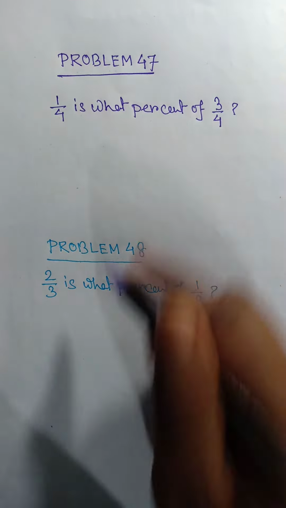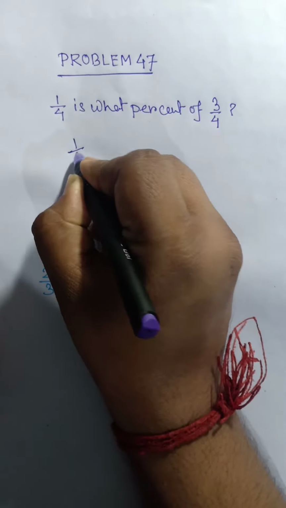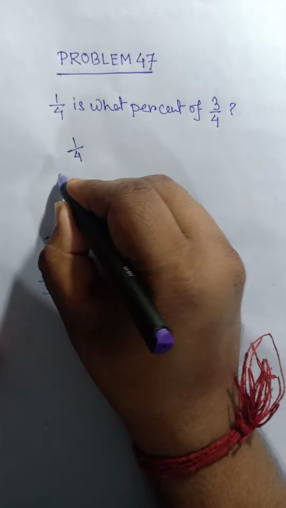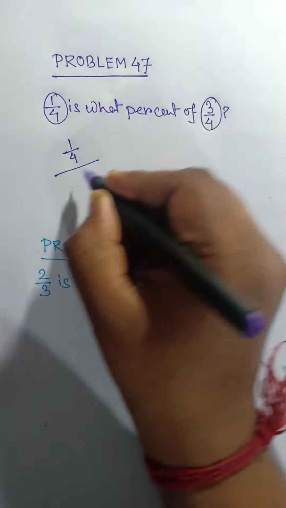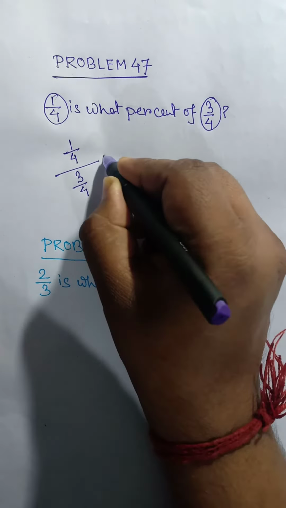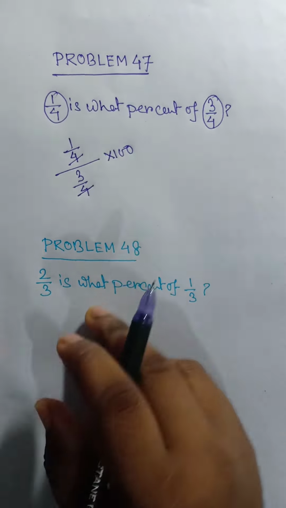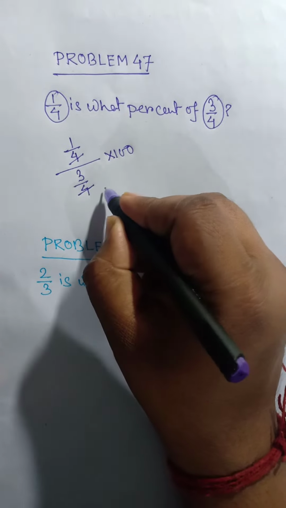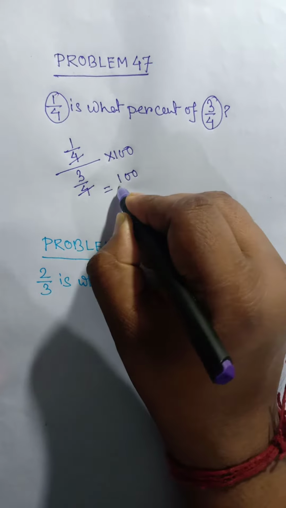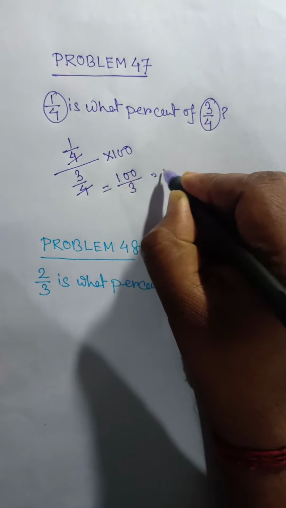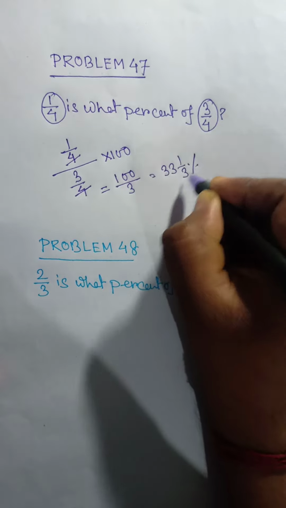In the first problem, we proceed in the following way. We first write 1/4 divided by 3/4, that means this fraction divided by this fraction, times 100. Now we cancel 4. Therefore, our answer is 100/3. That means 33 whole 1/3%. And this is our answer.